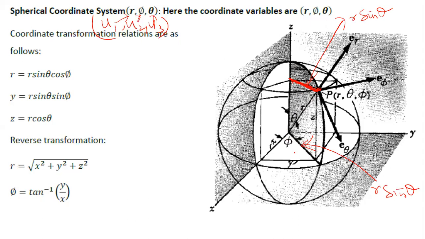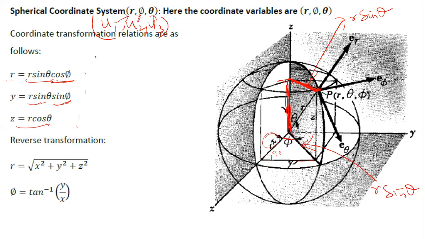Now this is phi. What will be your x? x will be this quantity, the hypotenuse, and this is 90 degrees. Remember that. This is your hypotenuse. If you follow your trigonometry, x will be expressed as r sine theta cos phi. This angle is phi. And your y here will be r sine theta sine phi. This is your z coordinate. The z coordinate here will be r cos theta. So these are the transformation relations.